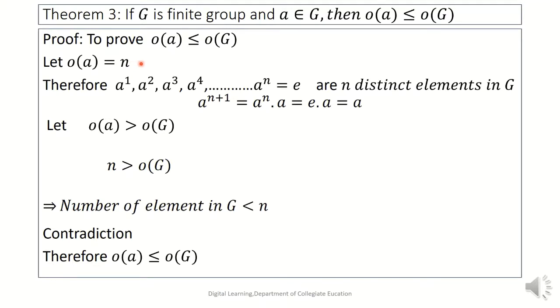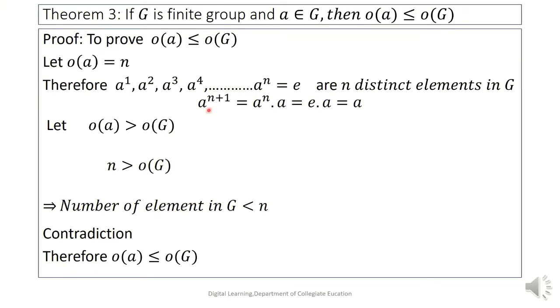Here n is the order of a. Therefore, a power 1, a power 2, a power 3 and so on, a power n equal to e are n distinct elements in the group G. After a to the power of n, if you have a to the power of n plus 1, this can be written as a to the power of n into a. By definition of order of an element, a to the power of n is equal to e, the least positive integer. Therefore, a to the power of n is e, and e into a is equal to a only.